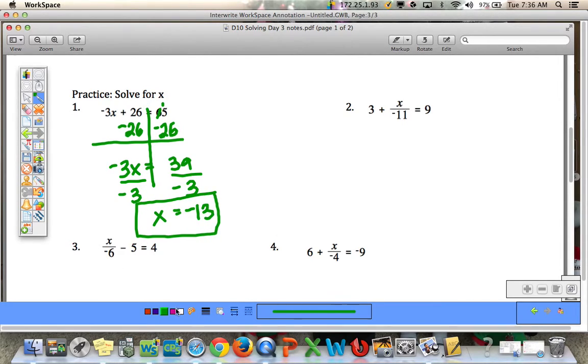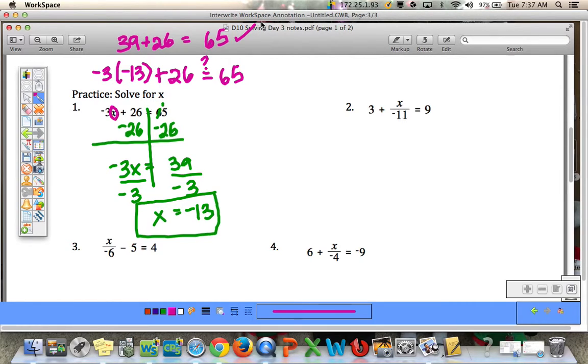And remember, you can check your answer by plugging in for x. We have negative 3 times negative 13 plus 26. Does that equal 65? And so when you solve this, we'll have 39 plus 26, or simplify, I should say. Does that equal 65? And it does. So for all of these, you can check your answer by plugging in and making sure that it's equal on each side.